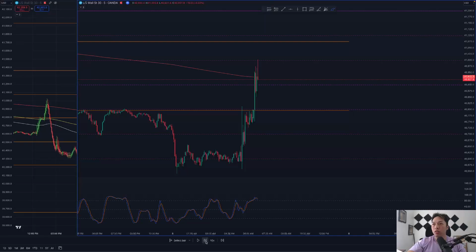Next candle here gives us a little push up. We wick off of this level. So this is good. This is good. These are all these confirmations that price may not want to break above this level. So let's play this out once more.